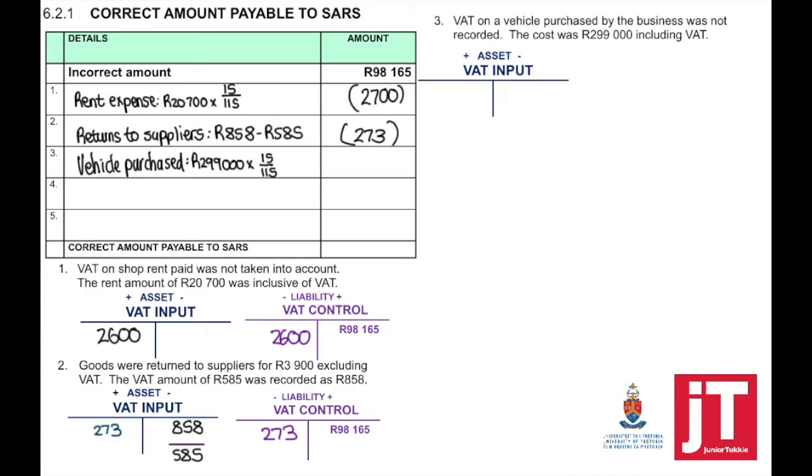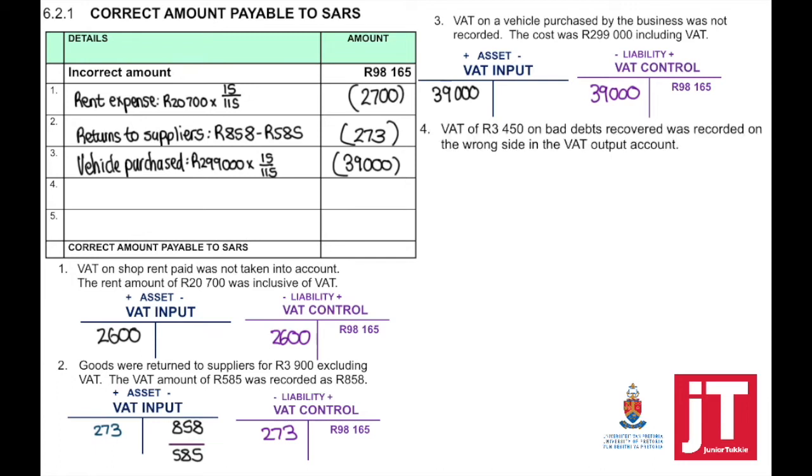We are entitled, if we are registered as a VAT vendor, to claim that VAT if we're going to use that vehicle for business purposes. This means that VAT input would be debited with $39,000. Because VAT input is debited, the VAT control account will be debited. That means that the amount payable to SARS would be minus 39,000. It will have a negative effect on that balance which we've calculated incorrectly.